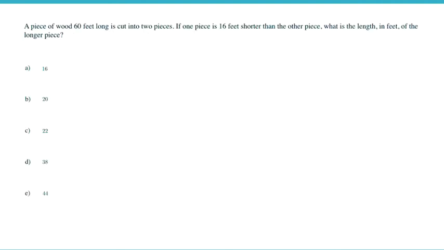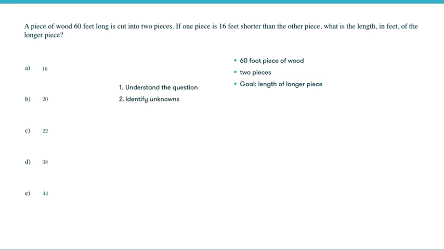A piece of wood 60 feet long is cut into two pieces. If one piece is 16 feet shorter than the other piece, what is the length in feet of the longer piece? Our first step here is to understand the question. Now, in this question, there are three relevant considerations. We have a 60-foot piece of wood. We know that the piece of wood is cut into two pieces, and our goal is to determine the length of the longer piece.